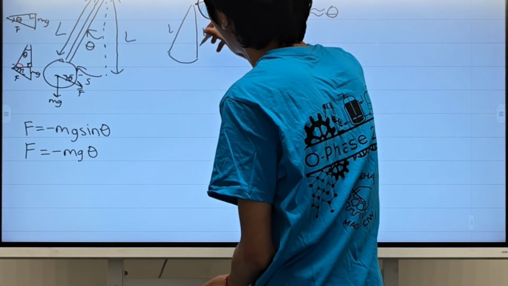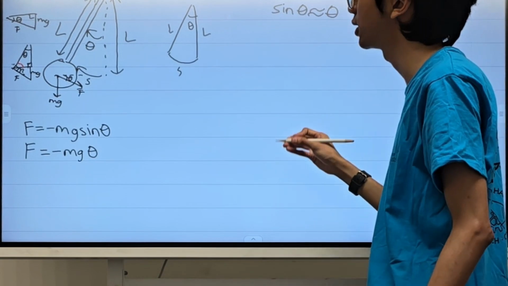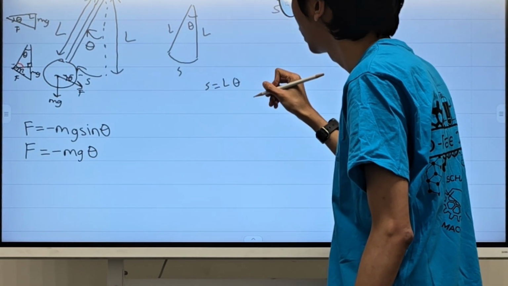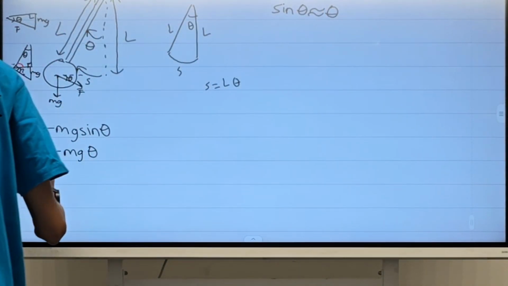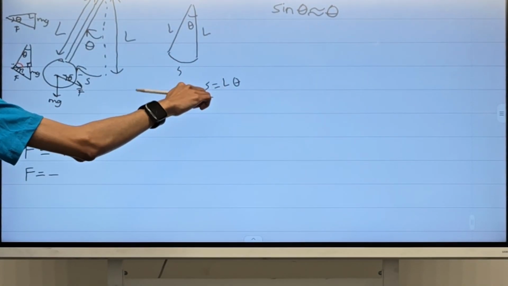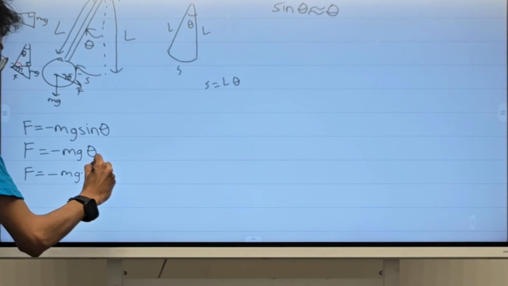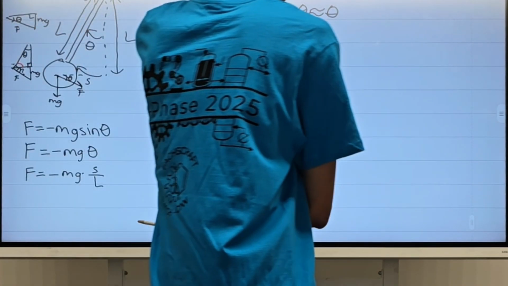This is L. This is S, this is theta. From here we can conclude that S is equal to L theta. And from here we can substitute theta, so we get F is equal to negative mg times theta, where theta is equal to S over L, so F is negative mg times S over L. And basically, yeah. Right. So we'll leave this for a second here.